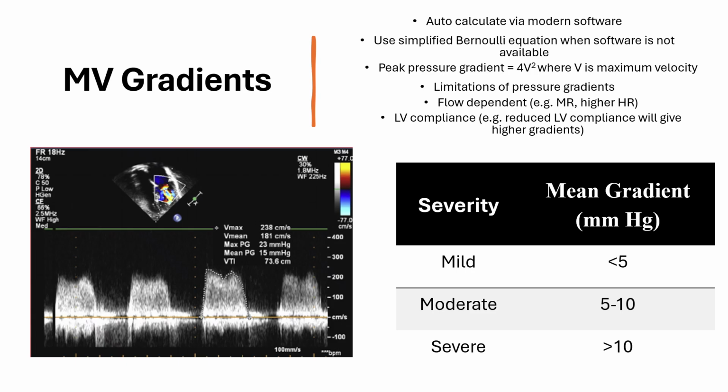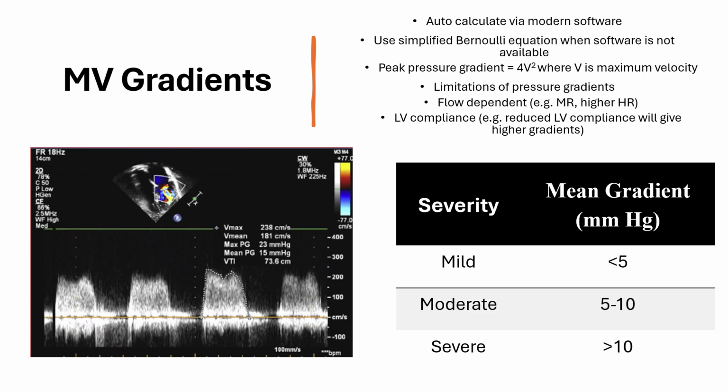There are certain limitations which we need to keep in mind. Gradients are flow dependent. For example, patients who have higher heart rate and coexisting mitral regurgitation will have more flow and thus higher gradients. This can potentially overestimate the severity of mitral stenosis. Patients who have reduced LV compliance and diastolic dysfunction will also tend to have higher gradients. And this is because the left atrium will now have to eject blood into the stiffer LV cavity.